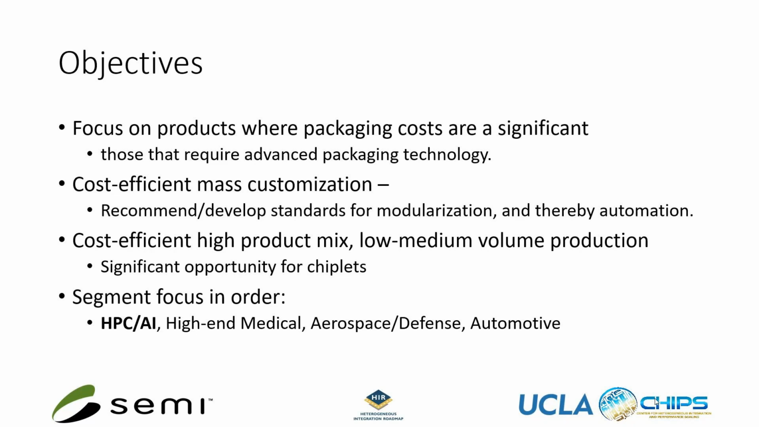So how do you make high product mix, low to medium volume production, and can we develop standards for modularization and thereby room for automation? All the groups together decided to focus on HPC and AI for starters. And then the other groups, other twigs, are also looking at high-end medical. Our twig isn't. And maybe later, if we have time, aerospace, defense, and automotive, because these have very complex products with a lot of compute, etc.